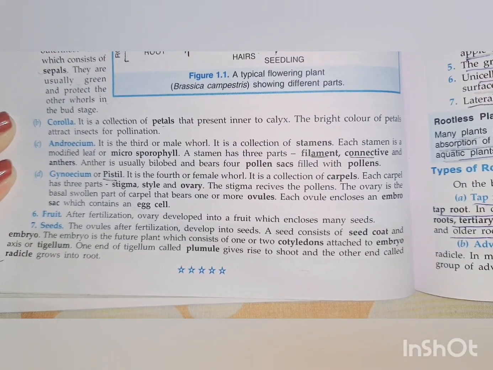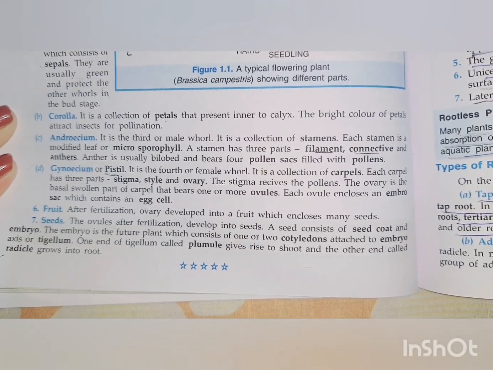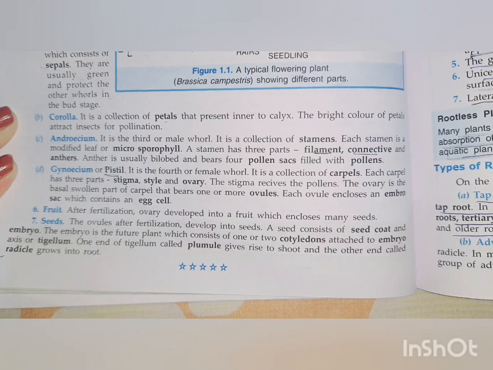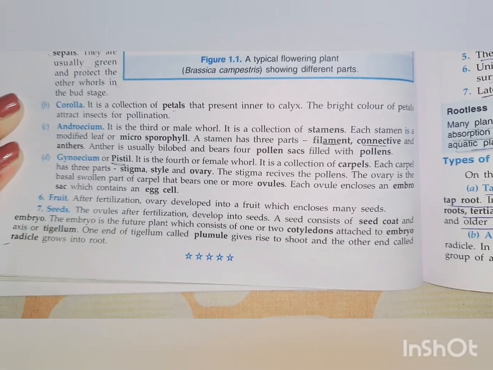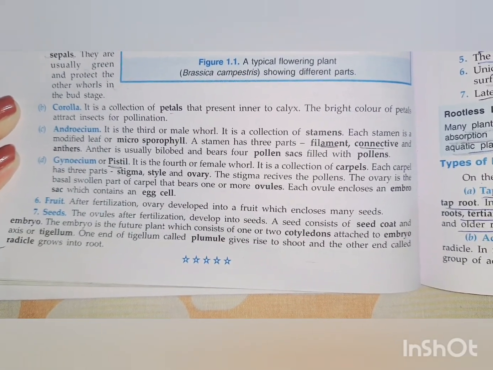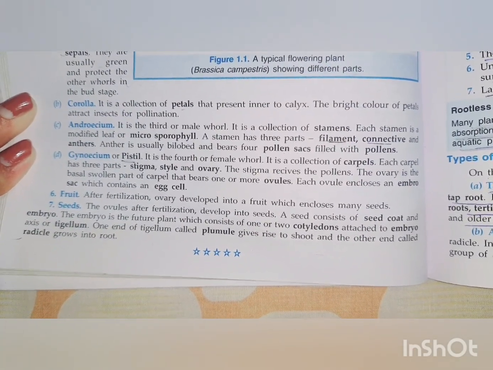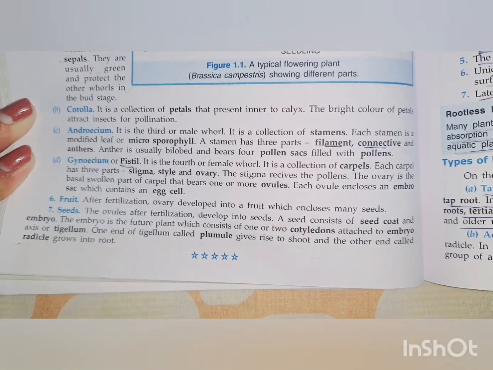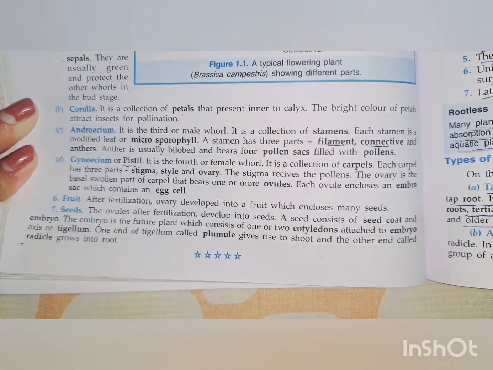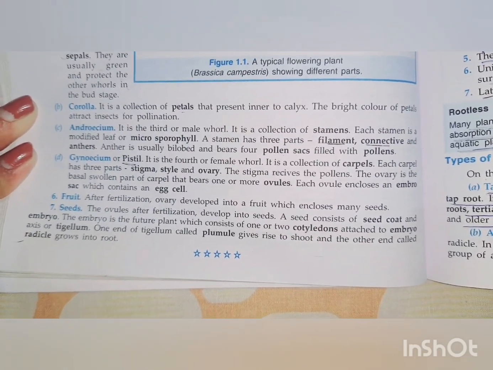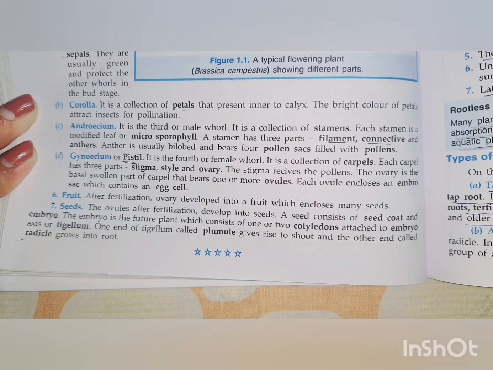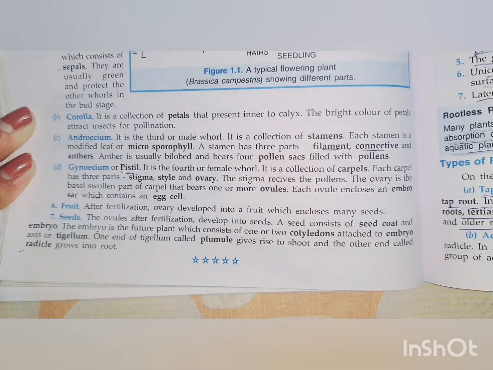One is the stigma, which is the receptive part which receives the pollen grain during pollination. Then the style is the elongated part. Then the ovary is the swollen base of the female reproductive part. The ovary is the basal swollen part of the carpel, and bears many ovules. Each ovule encloses an embryo sac which contains the egg cell.